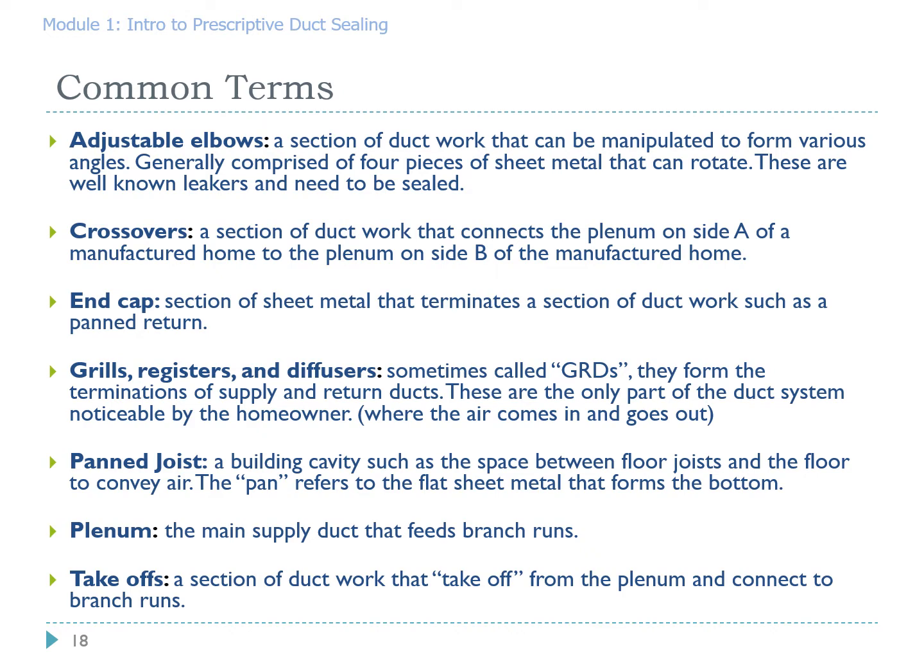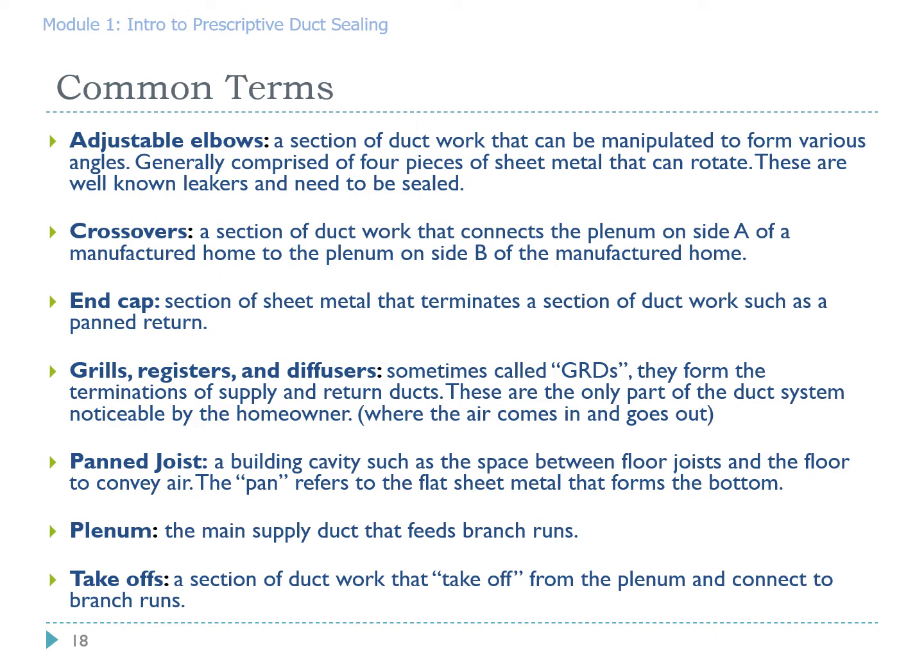Adjustable elbows, those are the 90s. You can make them into a 90 or a 45. Really handy pieces of sheet metal to put together a duct system. The part that rotates between the different sections are called gores, and evidence suggests that they do leak and do need to be sealed in this program.